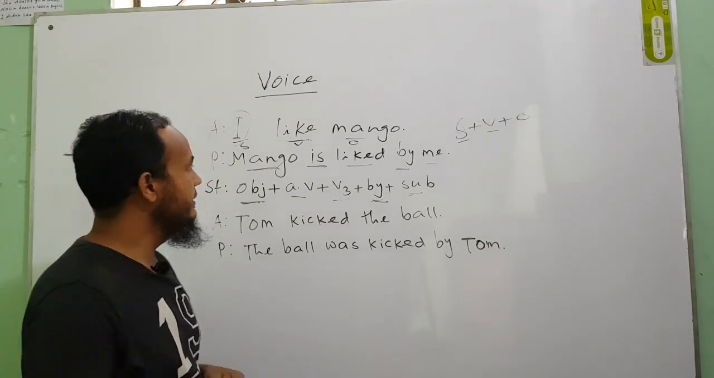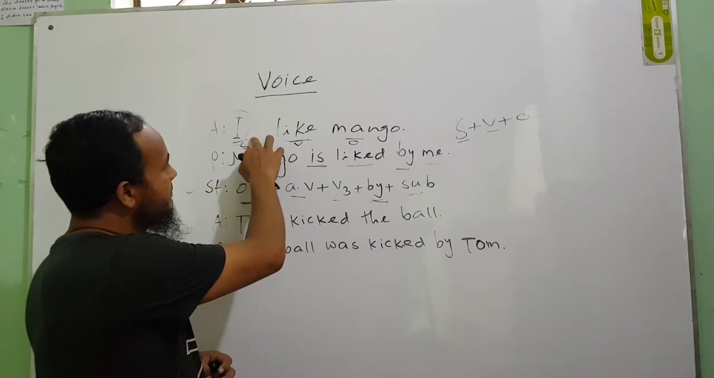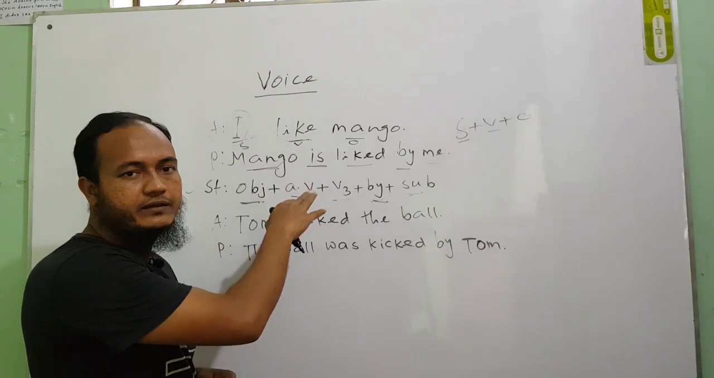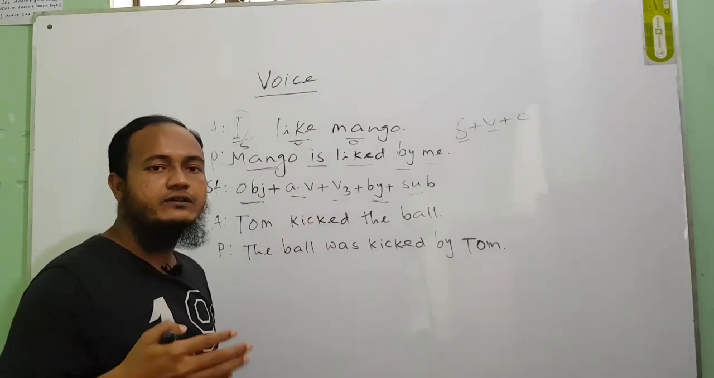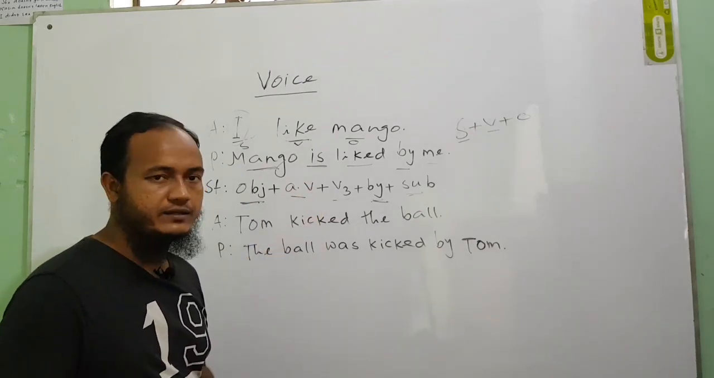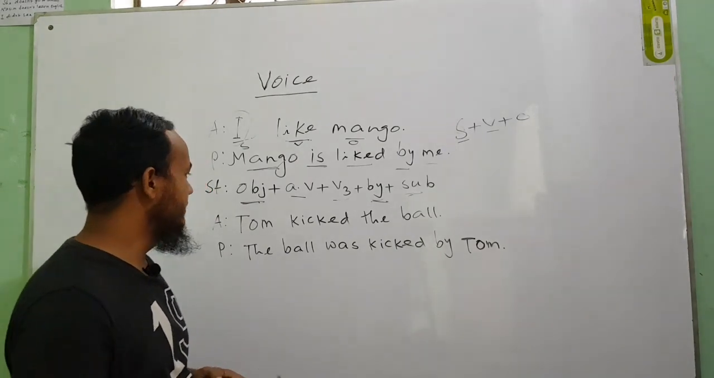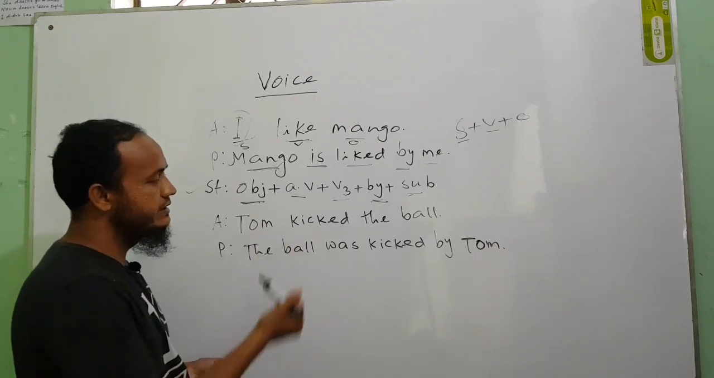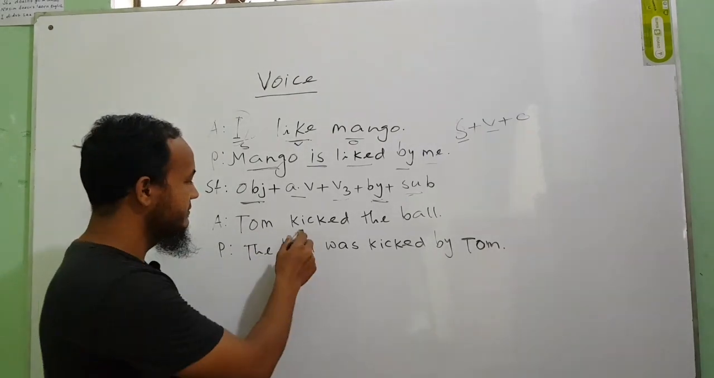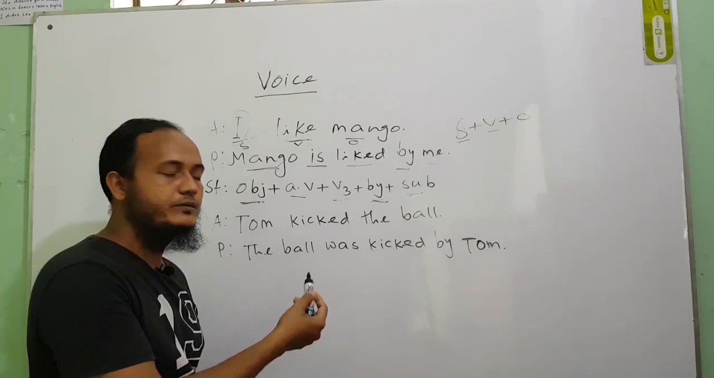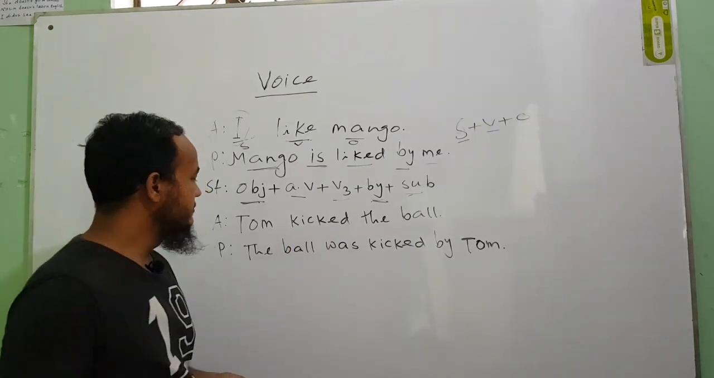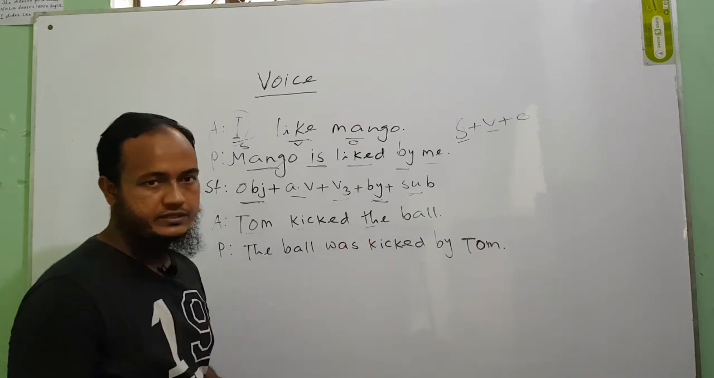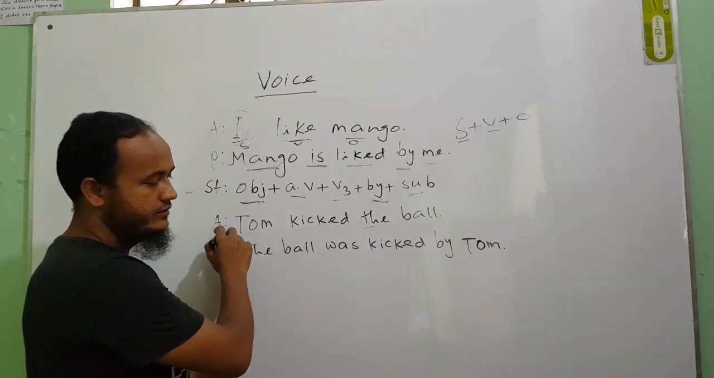Okay, so here the subject is performing the action of the verb directly, but in passive voice the subject is not performing the action of the verb directly. It is just doing it indirectly. Okay, so let's take another example, like Tom kicked the ball. So well, this is an example of simple past tense, kicked. So Tom is subject here and kicked is the verb, and the ball is object here. Okay, so this is an active voice, of course.